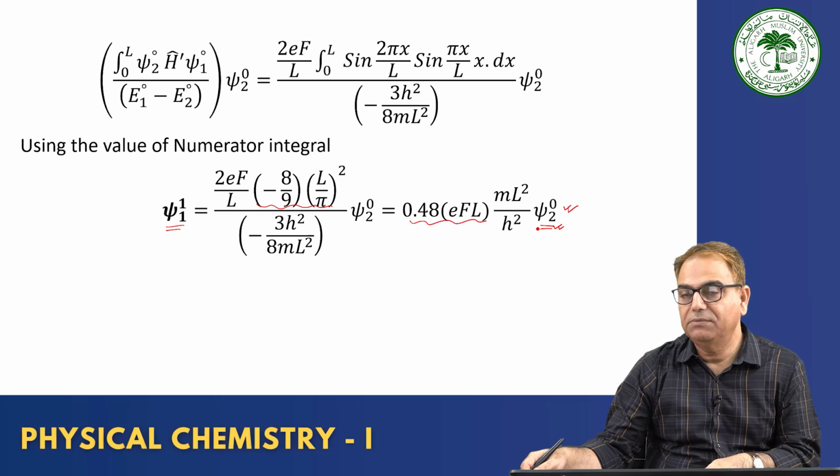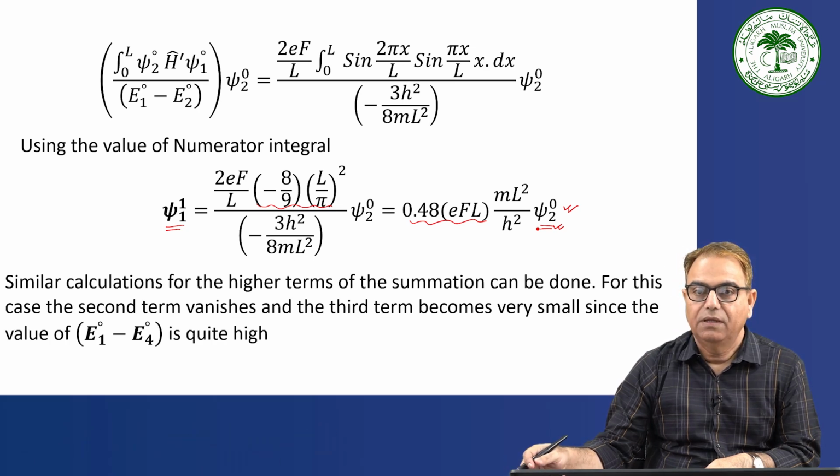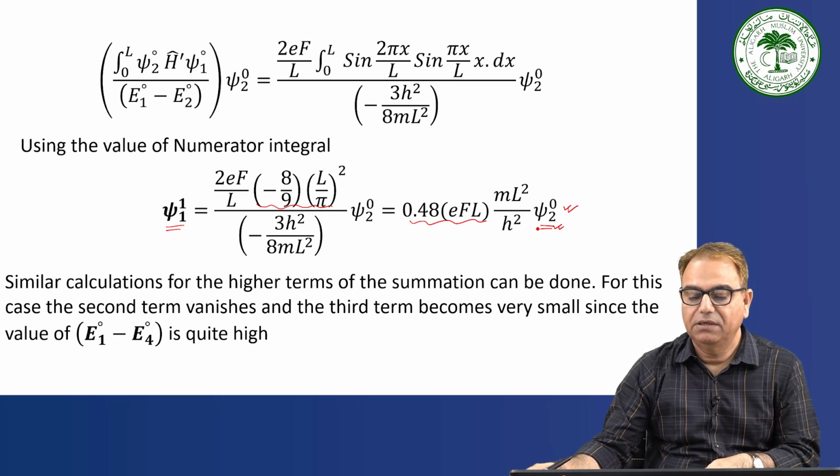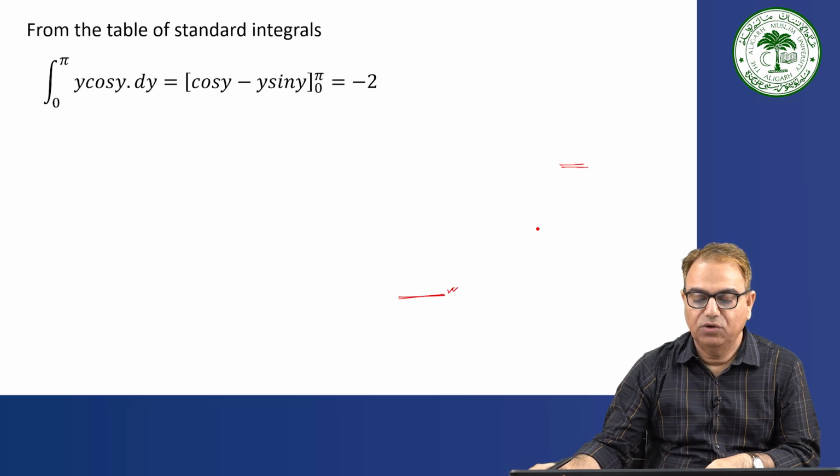What about the other terms? Why I have written psi 11 up to this only? We said that the similar calculations for the summation, for higher terms of the summation can be done. But when you go for the higher terms in the summation, what is written here? Let me go back to the equation.